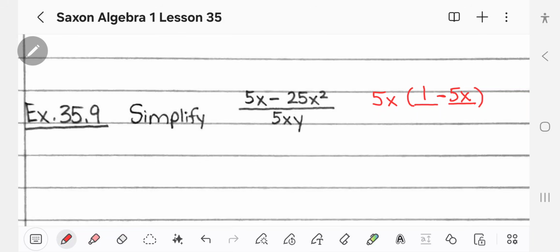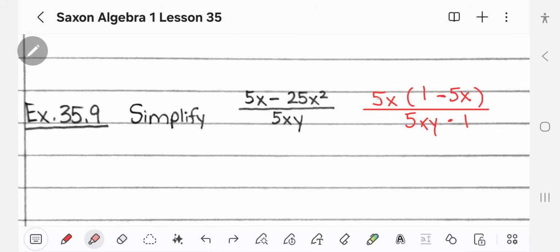Awesome. Now I have a multiplication in the numerator. Whoops. Let me erase these. Too many lines, right? So I have a multiplication. This times this. All right. Now let's look at our denominator. It's just 5xy. And you can think of that as times 1 if you would like. Now, what do they have in common? Well, here are my 2 factors. This times this.